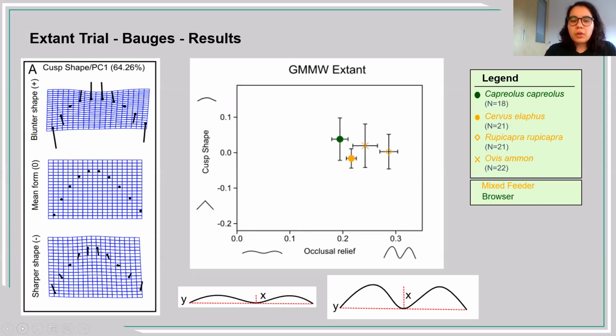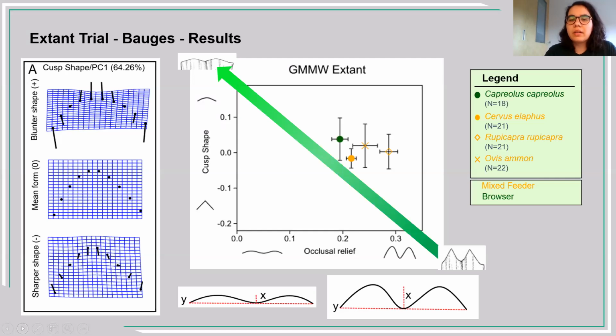And then we can see on the bottom the occlusal relief. It can be, as we said, either high or low. And then we see the plotting of the 4 species. Capreolus capreolus, represented here in green, is actually a browser. It mainly feeds on leaves, but we see that it seems to have, in comparison to the rest of the mixed feeders, the most blunt and short cusps, which was unexpected because usually that type of morphology is linked with grazing habits.